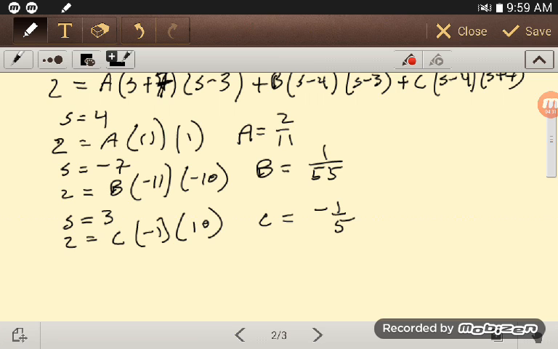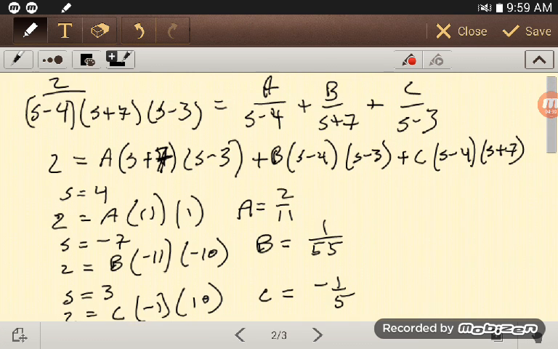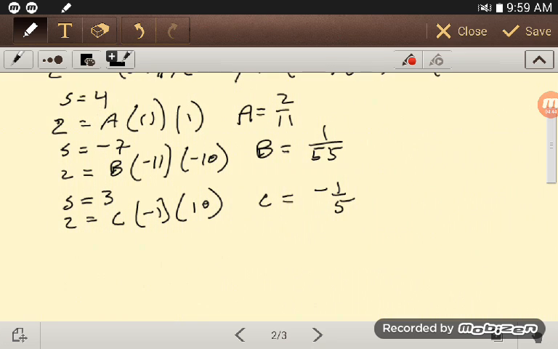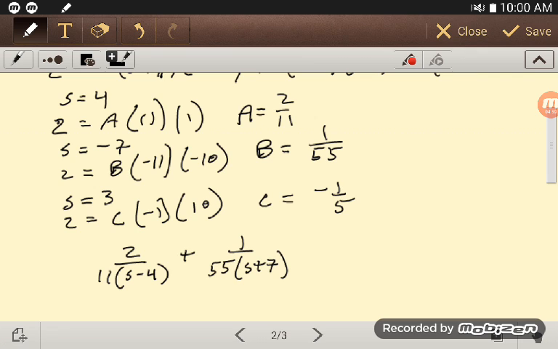So if we put that all together, looking back up here for a minute, we had the s minus 4, the s plus 7, and the s minus 3. So we have 2 over 11 times s minus 4, plus 1 over 55 times s plus 7, and then minus 1 over 5 times s minus 3.